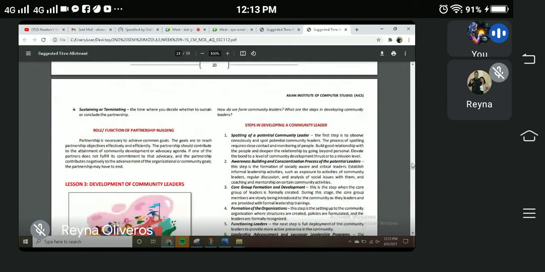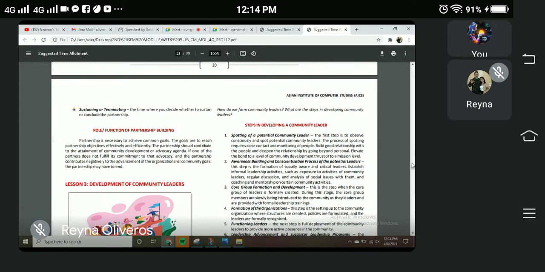Okay? So, alamin natin what are the different roles and function of partnership. Sabi kasi dito, partnership is necessary in order to achieve a common goal, no? Because the goal of the partnership when it comes to their objectives, it should be effective and efficient. Okay? So partnership should contribute to the attainment of community development or advocacy agenda. If one of the partners does not fulfill its commitment to that advocacy, the partnership contributes negative, no, to the advancement of organizational or community goals.